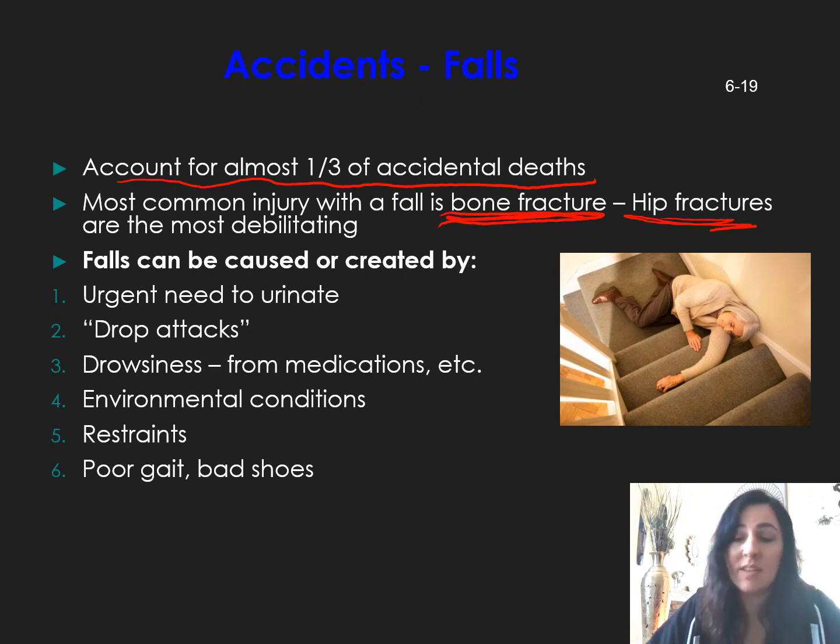Drowsiness from medications. Many older adults are on a lot of medications, and they find it difficult to be in their senses completely, so they could get drowsy, they could get dizzy and things like that, and then just fall. There could be a lot of other environmental conditions that throw them off their balance. Restraints could contribute to that, and also just poor gait, maybe terrible shoes, or just walking posture and things like that.